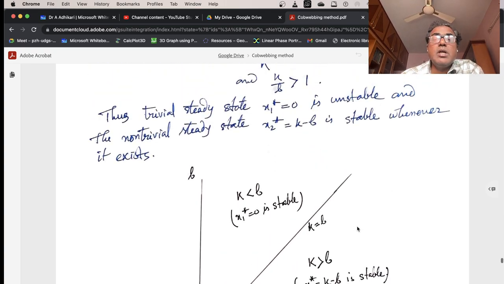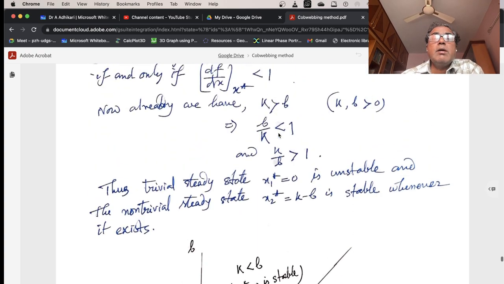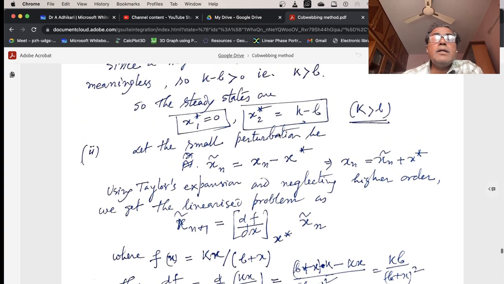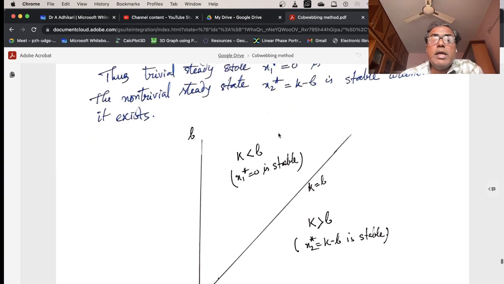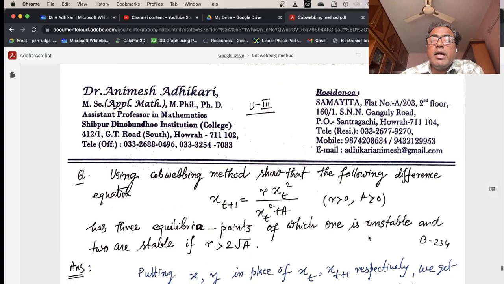If we draw the k and b plane, with the line k equal to b, then if k is greater than b, x2 star equal to k minus b is stable, and if k is less than b, x1 star equal to 0 is stable and the other, x2 star, is unstable. But for a biologically meaningful population, k is greater than b, so this portion of the graph is biologically meaningful, where x2 star equal to k minus b is stable for this equation. Okay. Next question.